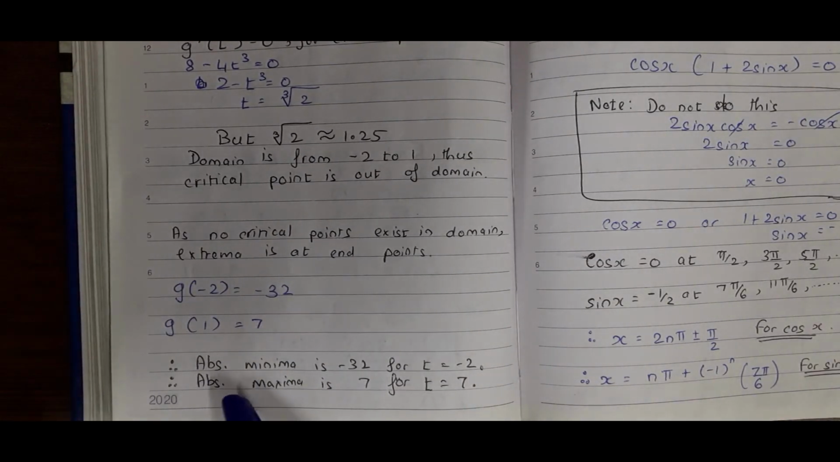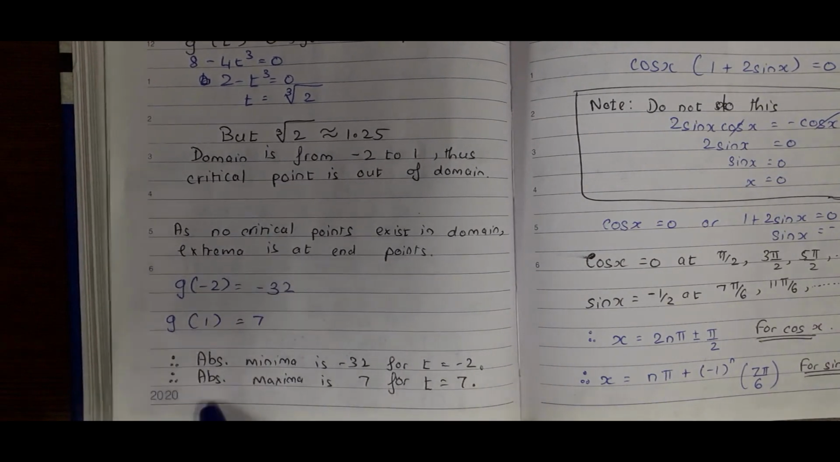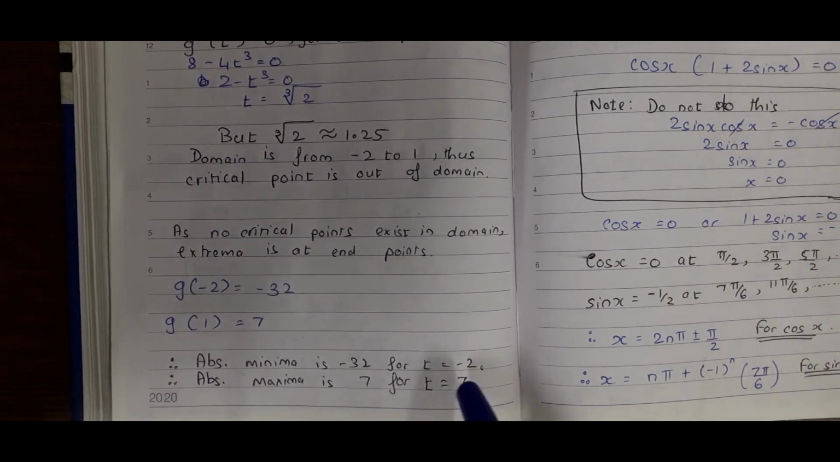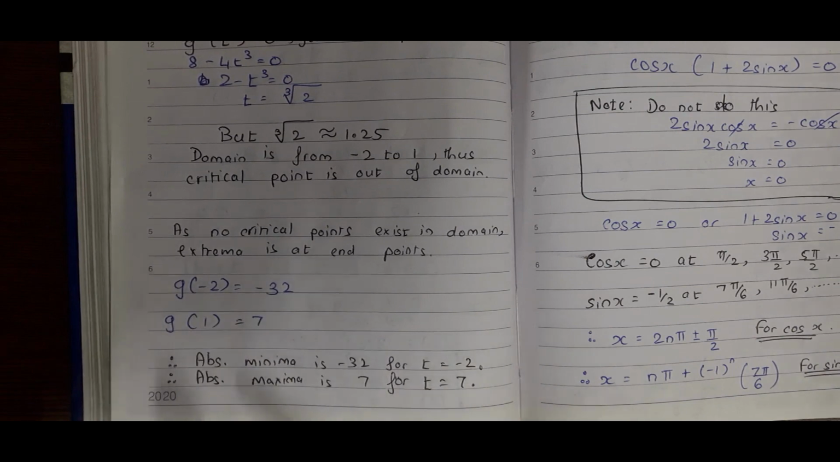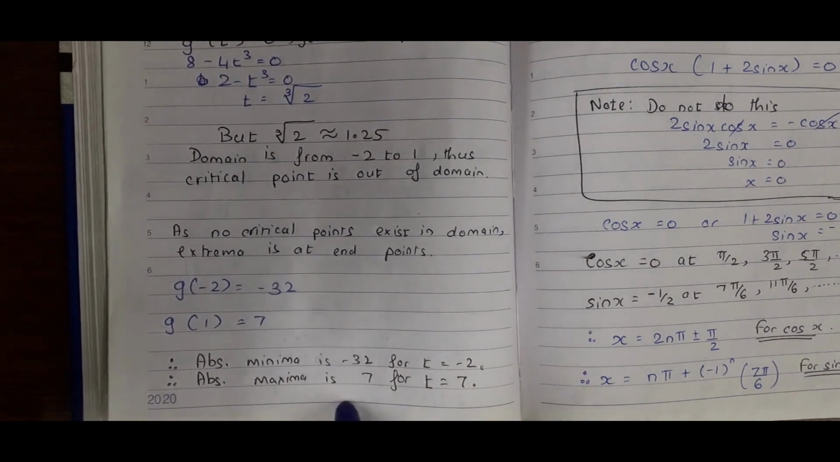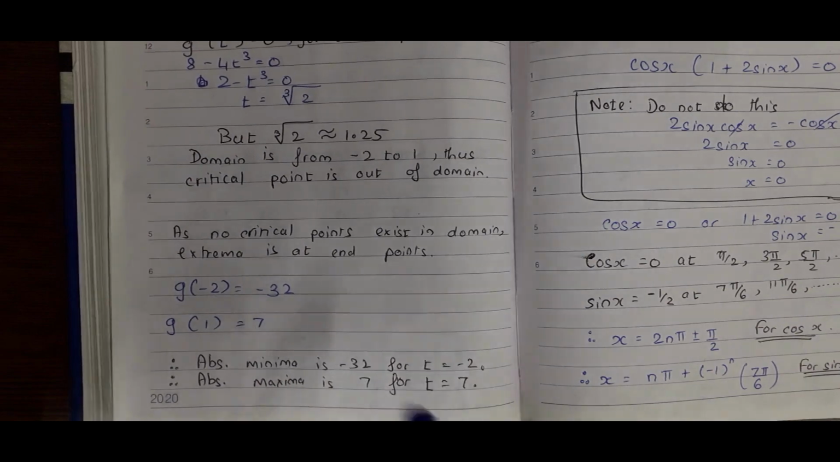Hence we say the absolute minimum, because this is the lowest value, absolute minimum is minus 32 for t equals minus 2, because we're substituting t equals minus 2 here. Same way, absolute maximum is 7 for t equals 1.